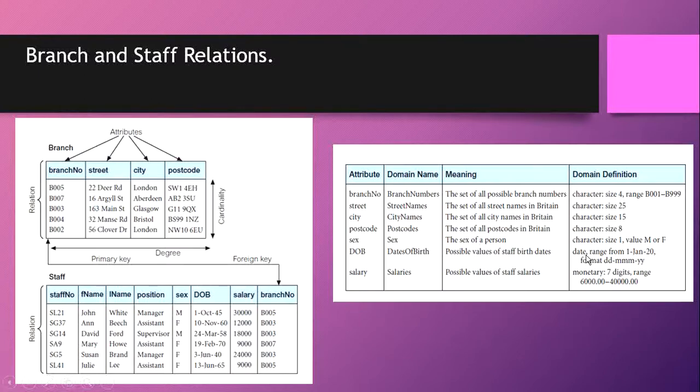Similarly, for date of birth, we have a range and a specific format. So all the values in date of birth must follow this format. This is a domain, which defines the set of all possible values that a particular attribute can hold.